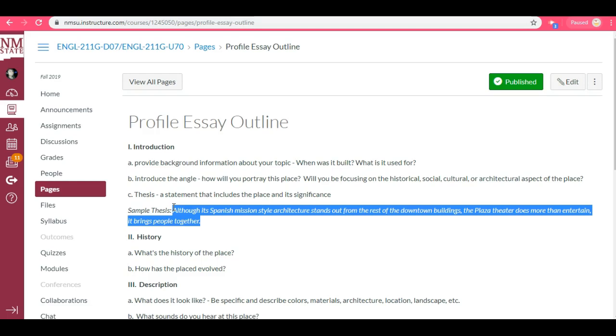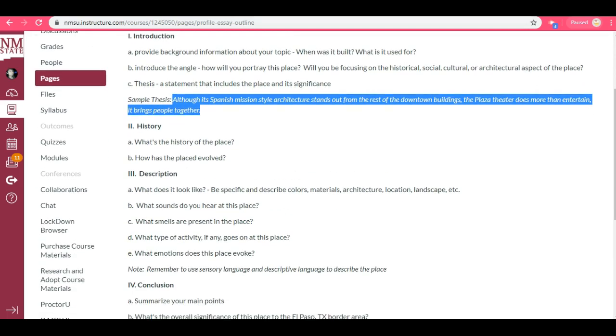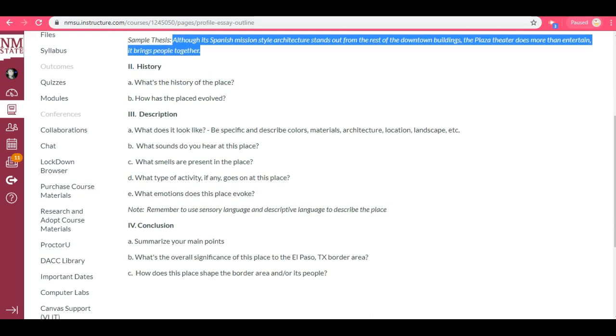people together part. Now, after your introduction, you want to provide some history of the place. What's the history of the place? How has the place evolved? Now, if the place is fairly new, like let's say you're writing about the Southwest University Stadium, obviously that place is only a few years old, so the place hasn't really evolved that much, but you can definitely talk about the history of the place and you can also talk about what used to be there before they built that stadium. Then, after you've done the history section, you can go ahead and move on to the description.